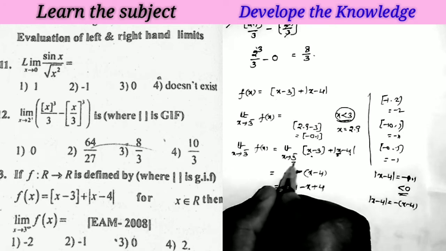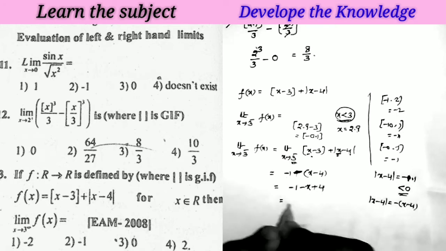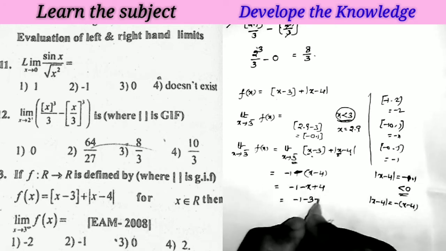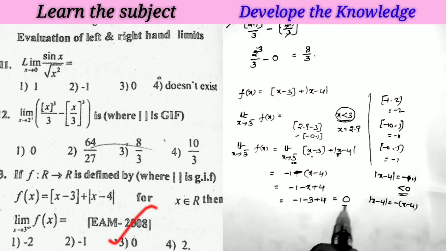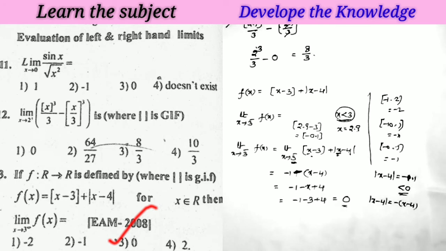But what is the x value? Here we take x equal to 3. That is minus 1 minus 3 plus 4, which is equal to 0. So the answer is equal to 0, and this is the third option.